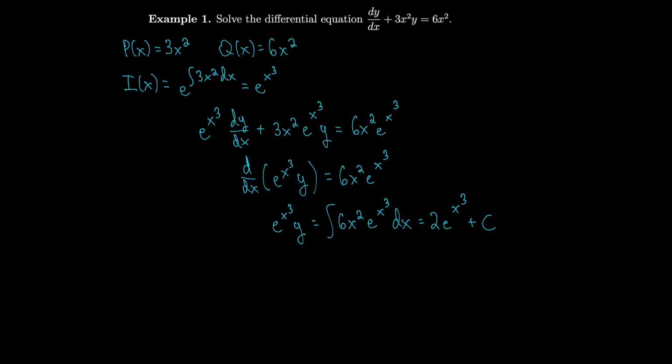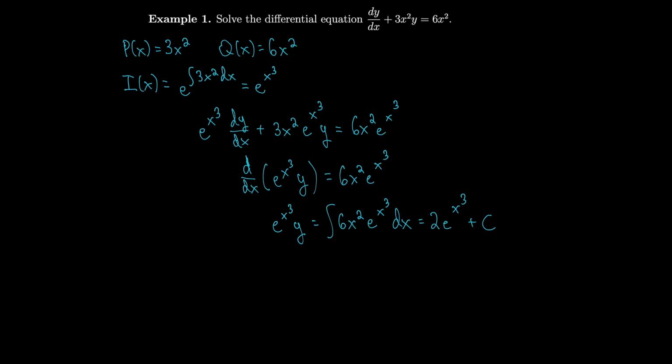So you can get that using a quick u substitution, right? Just let u equal x cubed, then we've got e to the u, and then du is 3x squared dx, and then you just do your quick substitution, and you end up with 2e to the x cubed plus c.